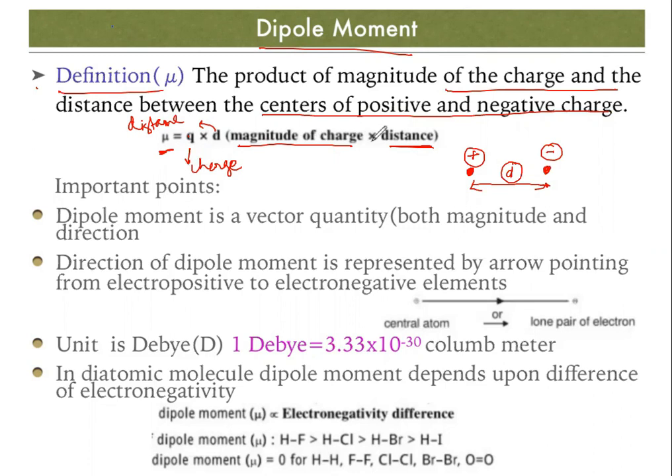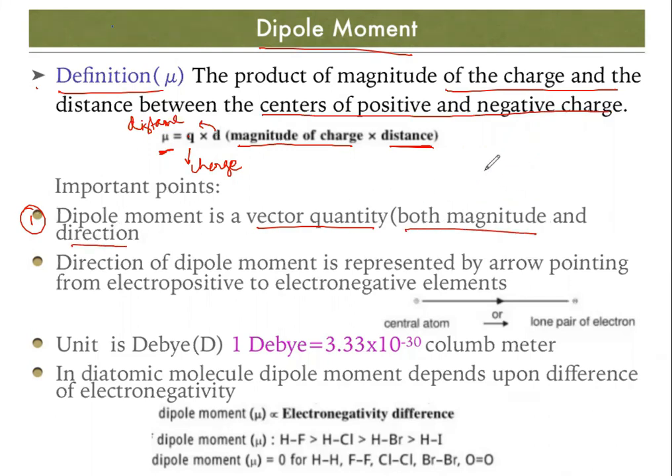I think this is clear to you. In simple words, you can say it is the movement of the shared pair of electrons towards the more electronegative atom. Now try to understand the important points. Point number one: dipole moment is a vector quantity. What is a vector quantity? A quantity which has both magnitude as well as direction.